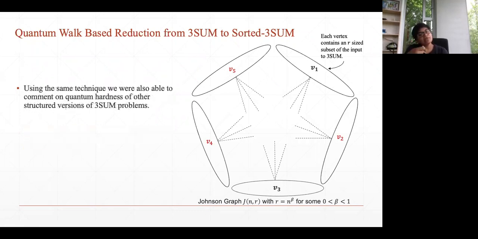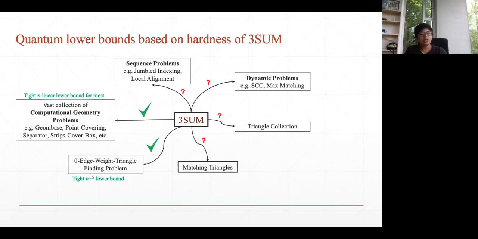And we were actually able to use the same techniques to show that not just normal sorted threesome, but there are some other orderings or structuring of input that are also as hard as the original threesome. And so using that, we were able to quantize all these classical reductions from threesome to these computational geometry problems and from threesome to the zero edge weight triangle finding problem. And it turned out that for this problem, the lower bound matches with the current upper bound. And for a lot of these problems, the bounds again match.